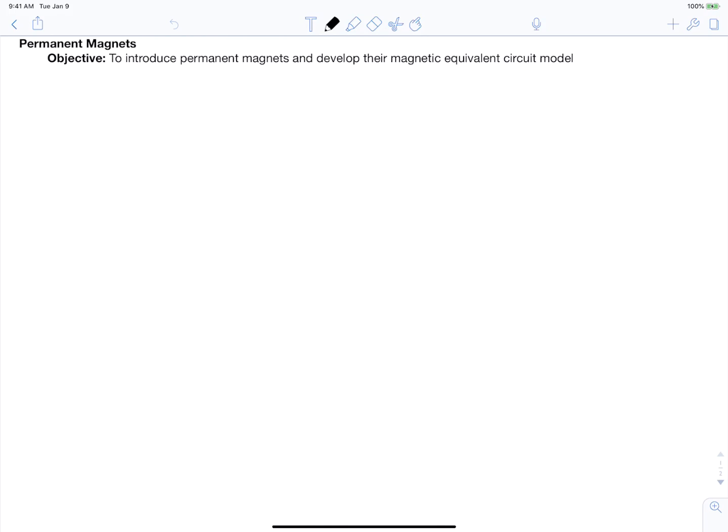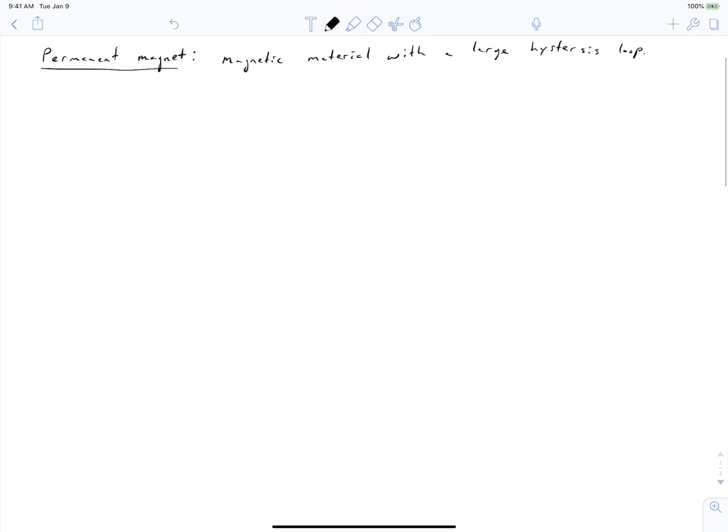Let's start by considering permanent magnets as a magnetic material. And the ultimate simplistic description of a permanent magnet is that a permanent magnet is simply a magnetic material with a very large hysteresis loop. So let's unpack this a bit. What do we mean by saying a material with a large hysteresis loop? We'll start by drawing the BH curve for iron, for steel that we use in the motor laminations.